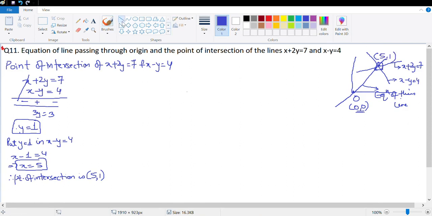So now this question becomes exactly like what we've been doing till now. I know 2 points on this line. One is (0, 0) and the other is (5, 1). So now I need to figure out the slope of this required line.